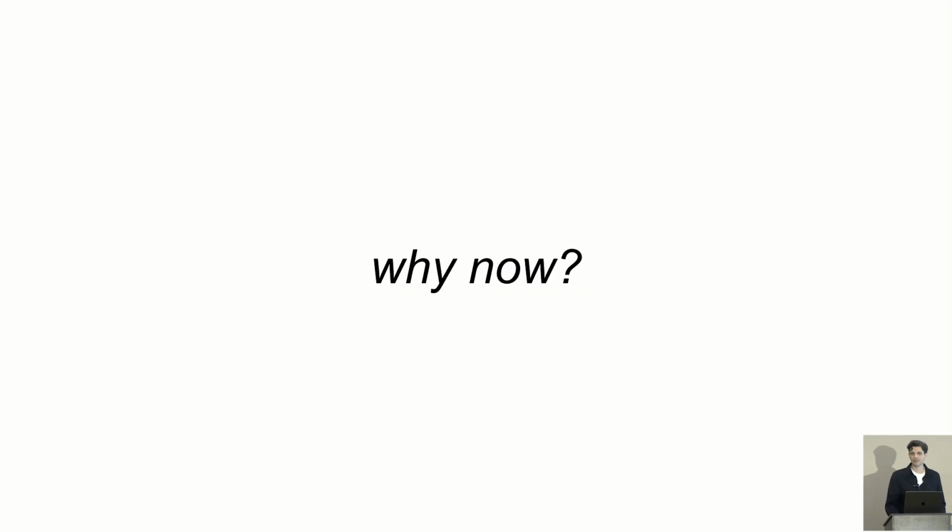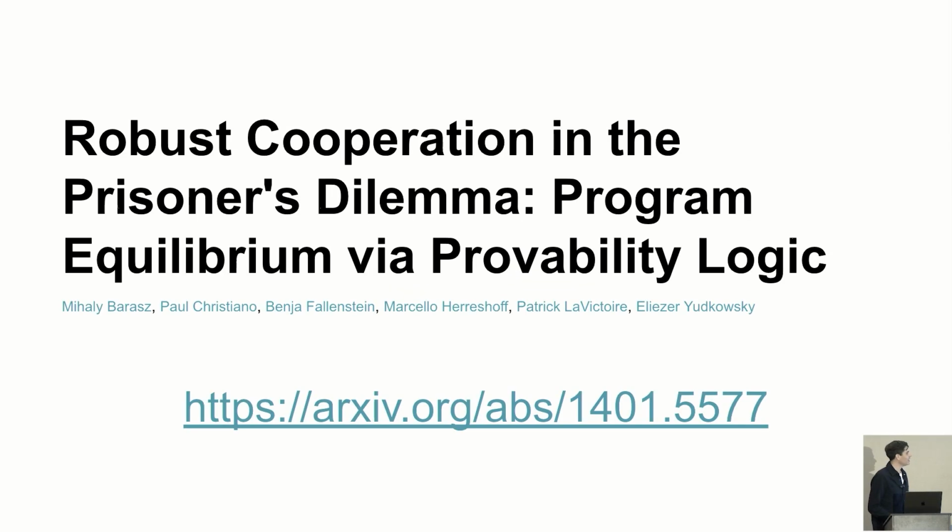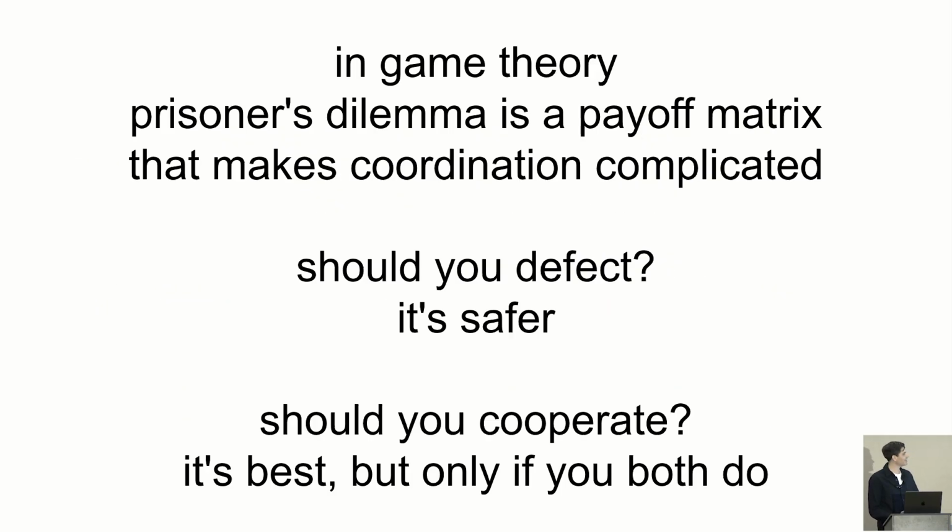But you might also be asking, why now? Why is this important now? There is no other paper that excites me about this space more than this one right here. It's a paper about robust cooperation in Prisoner's Dilemma. If you know about Prisoner's Dilemma in game theory, it's basically a payoff matrix that makes it hard to coordinate. One option is to defect, and it's always safer. But the other option, cooperate, even though it's best, is only good if you both do it. So Prisoner's Dilemma is one of those basic units of game theory.